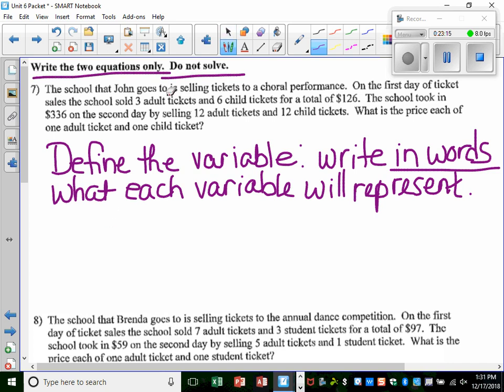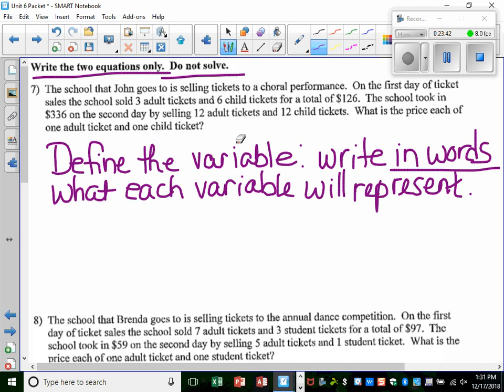It says the school that John goes to is selling tickets to a choral performance. On the first day of ticket sales, the school sold 3 adult tickets and 6 child tickets for a total of $126. The school took in $336 on the second day by selling 12 adults and 12 children. So what is the price of each?